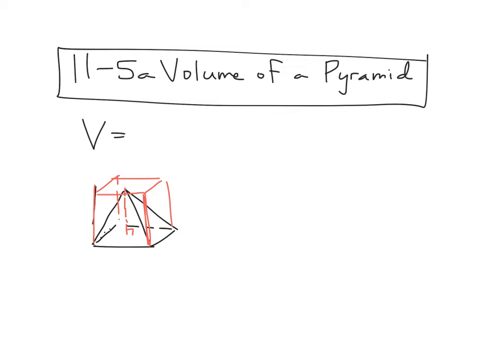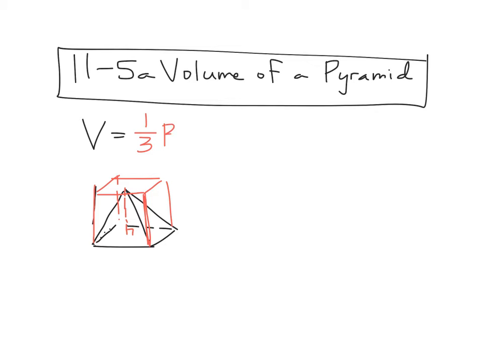The question is, what fraction? Any guesses? What fraction of the prism do you think that pyramid is? 2/3. 2/3? Half? Not quite. 4/5. No, it's actually less. It's quite a bit less. It's 1/3.